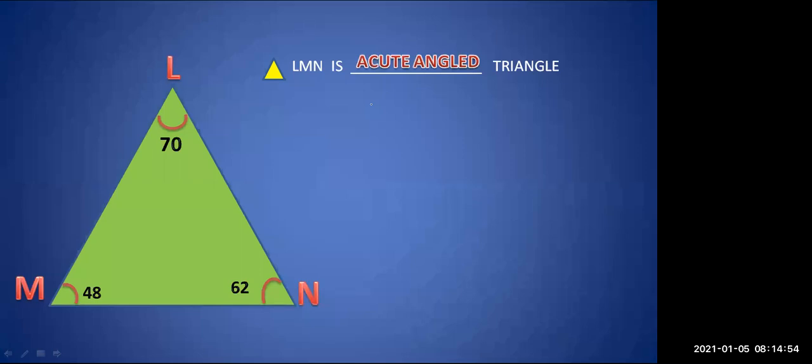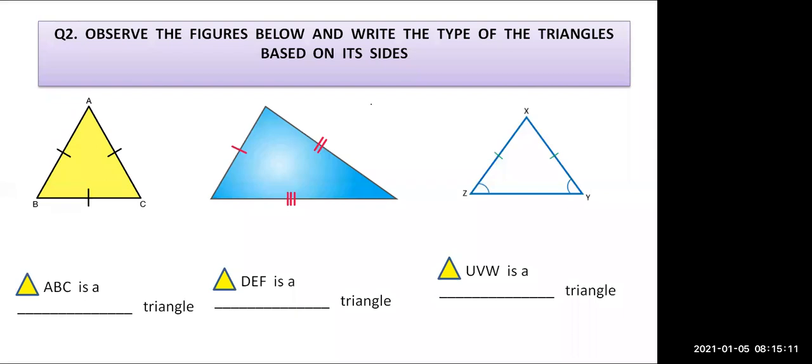So from this, I know that all of you have understood how to identify a triangle on the basis of angle, that is obtuse angle triangle, right angle triangle, and acute angle triangle. Now we will identify the triangles on the basis of its sides. How the sides are equivalent, whether the sides are equivalent or not. On this basis we are going to identify our triangles. Observe the figure below and write the type of triangles based on its sides.